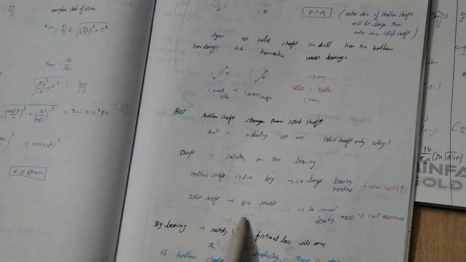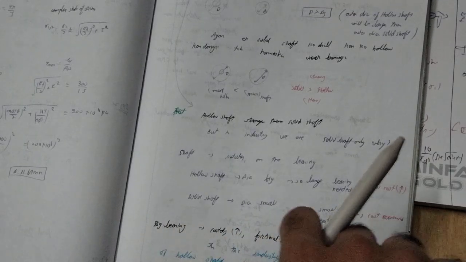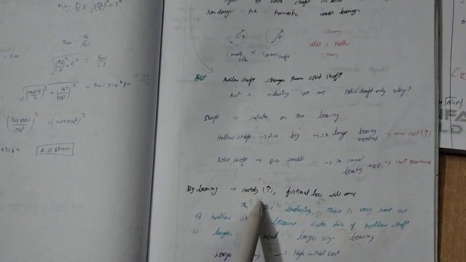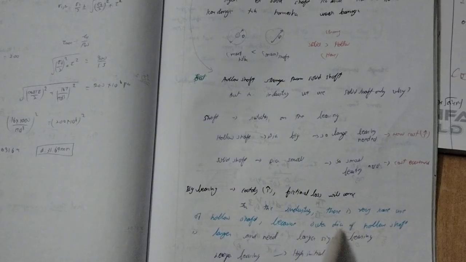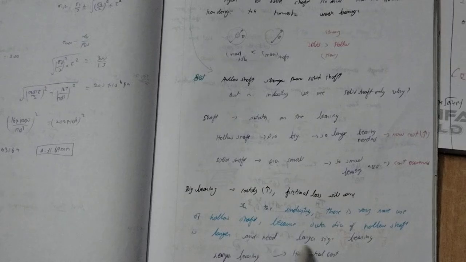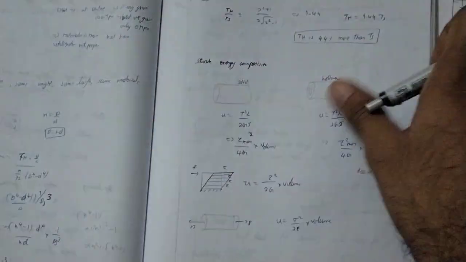But you can see solid shaft diameter is small, so it is economical. Okay, and a big bearing is costly and friction loss will be more. So in industry, that's why we rarely use hollow shaft, because the outer diameter of the hollow shaft is larger and needs a larger size bearing. Okay, larger bearing, high initial cost and high friction loss. Okay, I think you can understand.